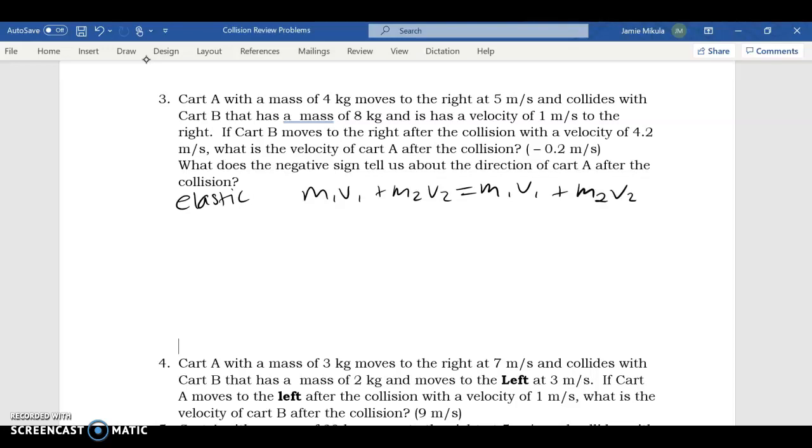All right, mass of cart A is 4. It's moving to the right at 5. Mass of cart B is 8. It's moving to the right at 1. We repeat the 4. The velocity of cart A after the collision is what we are looking for. The mass of the second one stays the same at 8. And it says that B is moving to the right at 4.2.